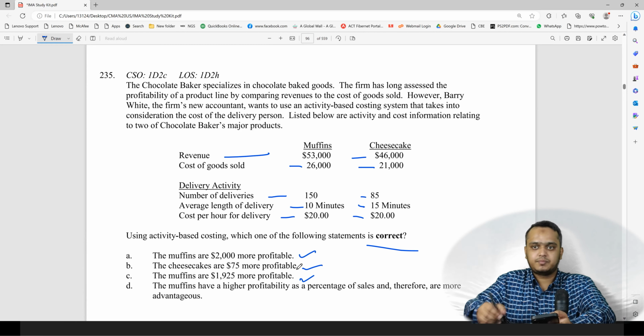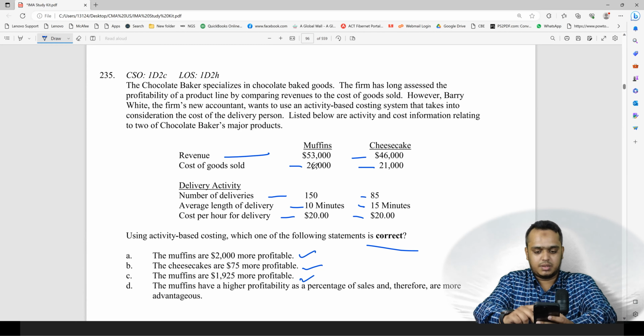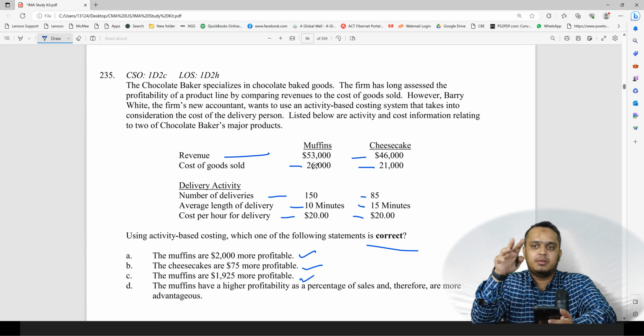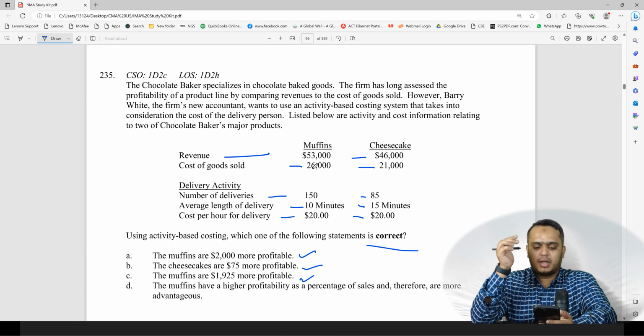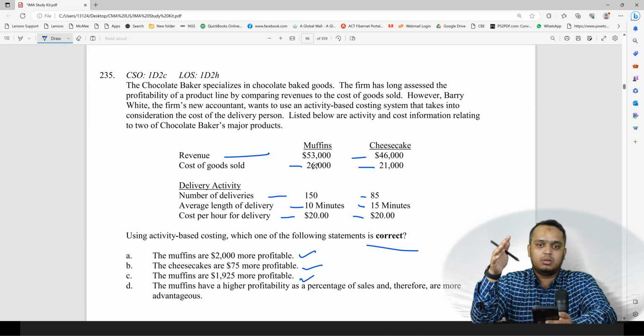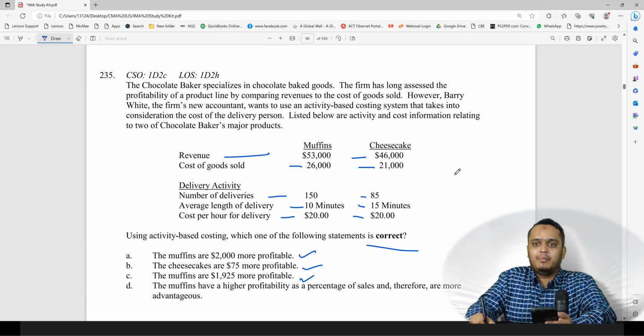If you just see here, 53,000 minus 26,000 will give me how much? 53 minus 26 is 27, and 46 minus 21 will give me 25. 25 and 27, the difference between the two is 2,000. 2,000 more profitable. Option A is out. Then, cheesecakes are $75 more profitable. Let us find out the cost of delivery for each one. Let me see. I am doing 150 deliveries, and for each delivery I'm taking 10 minutes.